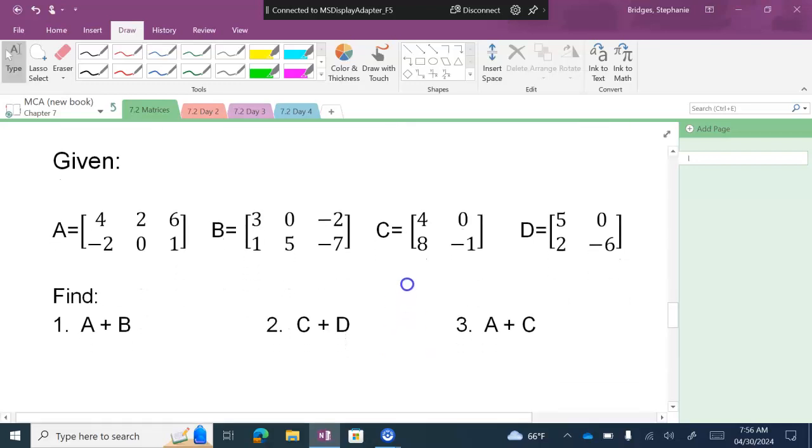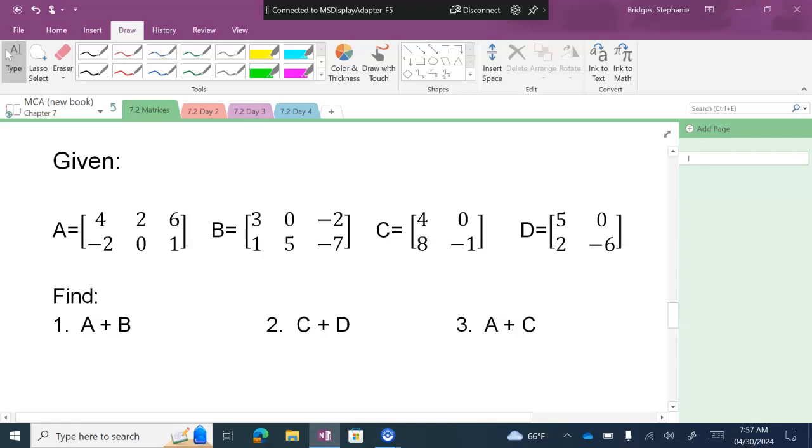So the first thing we're going to do is add A plus B. Again, what you have to check is, are they the same size? That's the only way that we can add or subtract them, is if they are exactly the same size. So first question, are A and B the same size? They are, right? So we can actually add them.